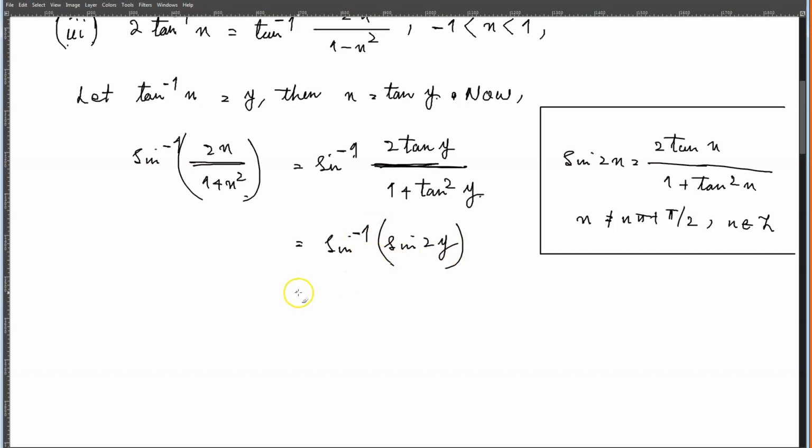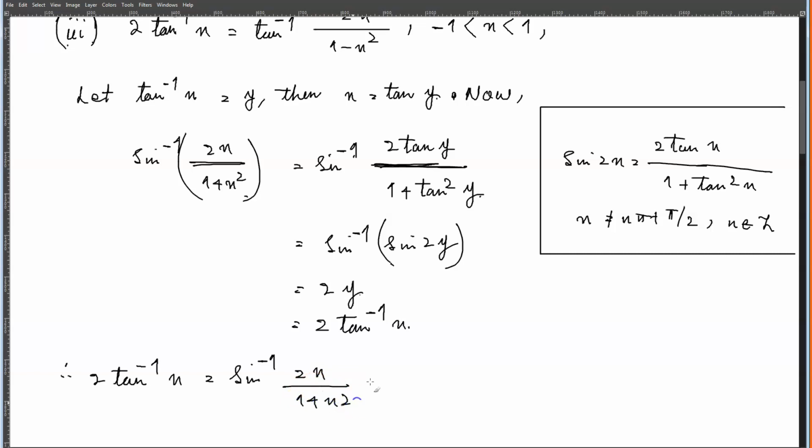Now the sine inverse of sine of 2y is equal to 2y, and y is equal to tan inverse of x, so that is equal to 2 times tan inverse of x, right? So 2 times tan inverse of x is equal to sine inverse of 2x over 1 plus x squared. That is the first result over here, and the condition is that the absolute value of x has to be less than or equal to 1. That is the first one.